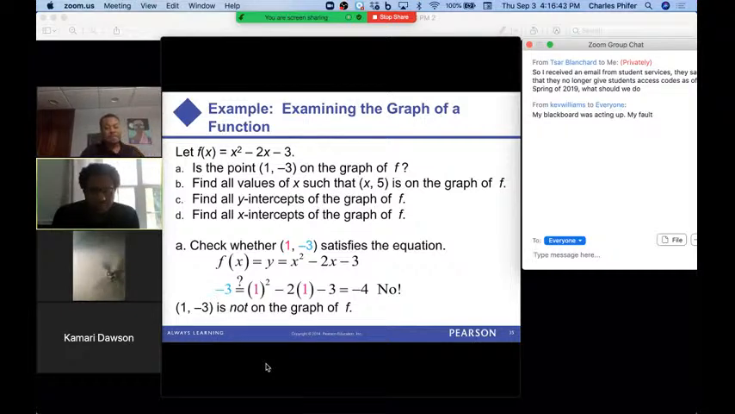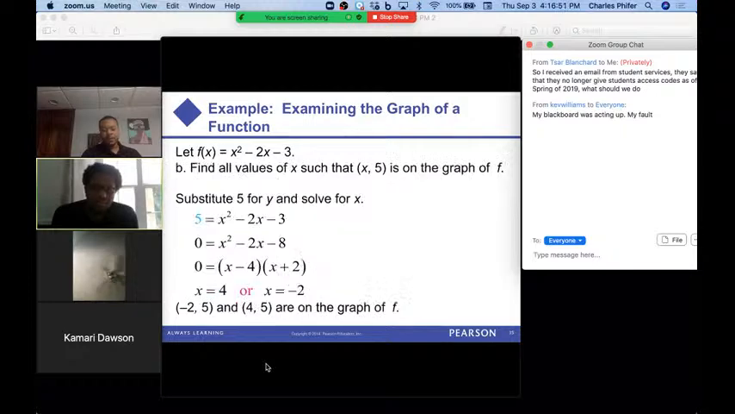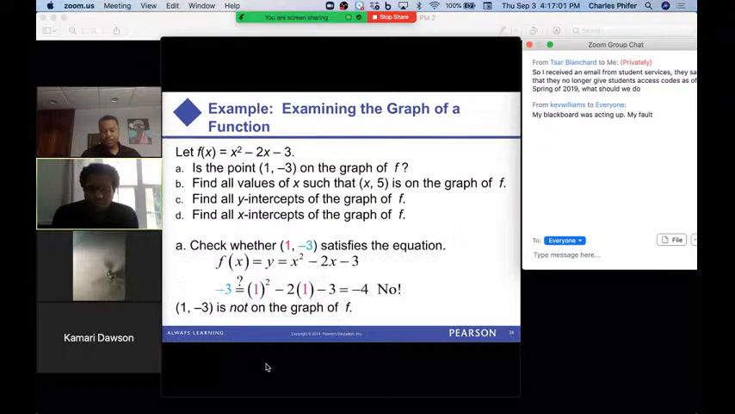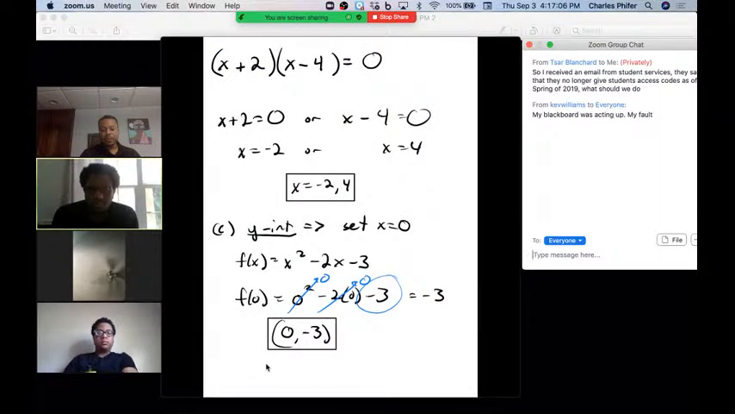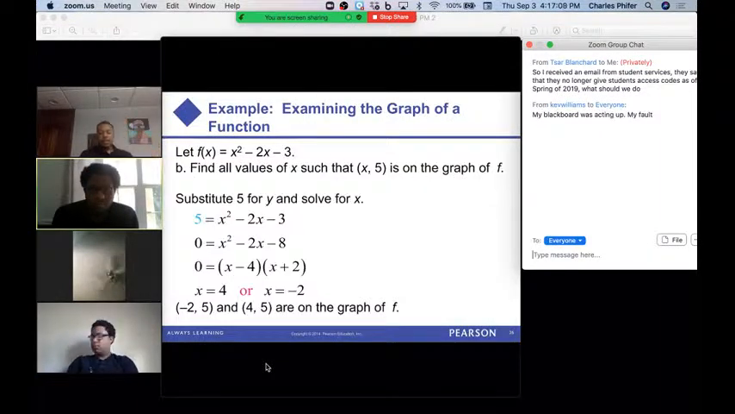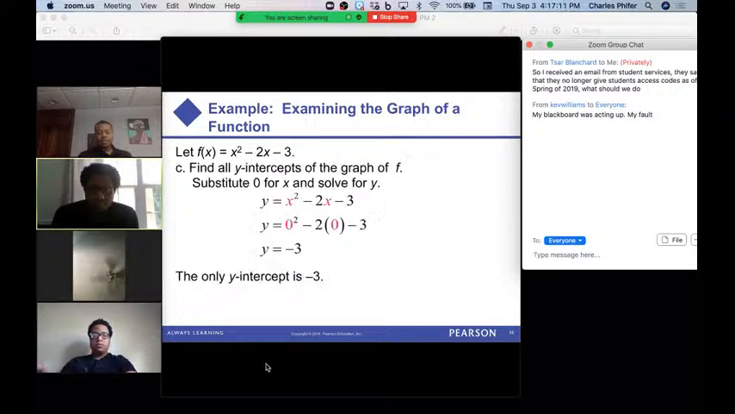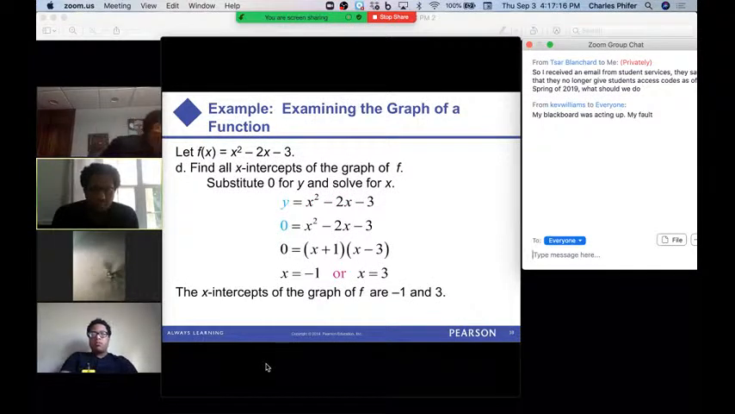So the first one, let me see. So 1, negative 3 is not on the graph, so I think they got the same thing that we got. Part B. So I think negative 2 and 4. Did we get 2 answers for part B? Yeah, negative 2 and 4 is correct. Okay. I think we got the negative 3. And we got negative 1 and 3 for those.